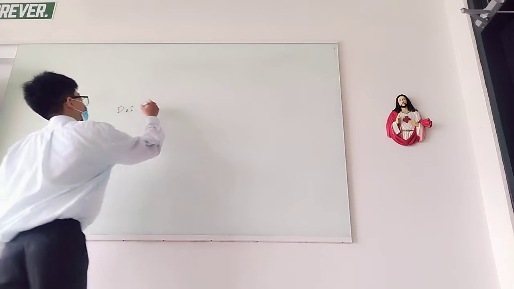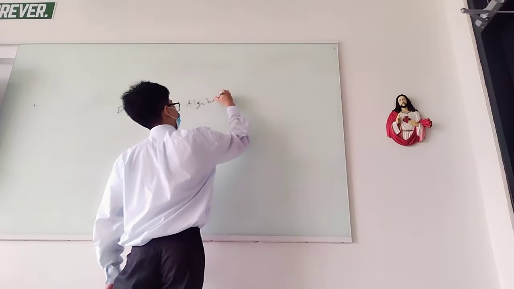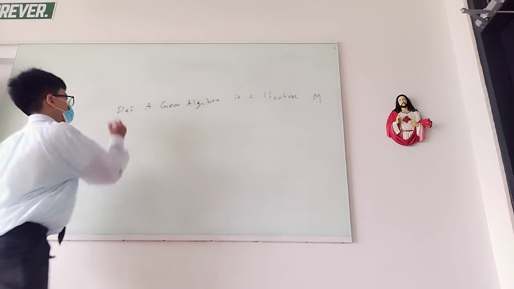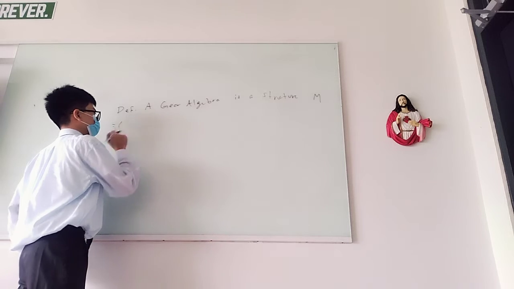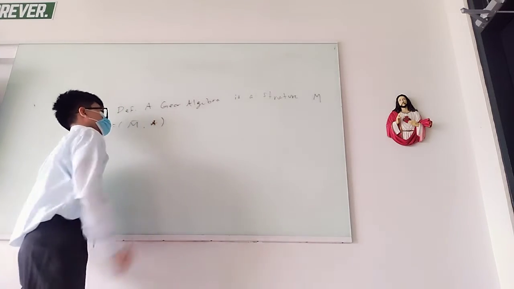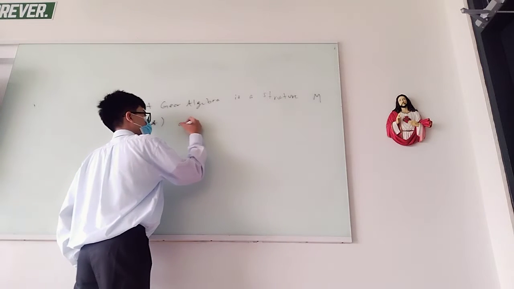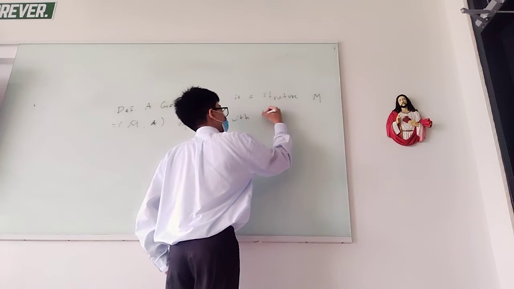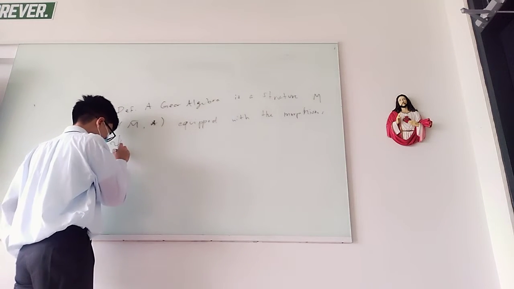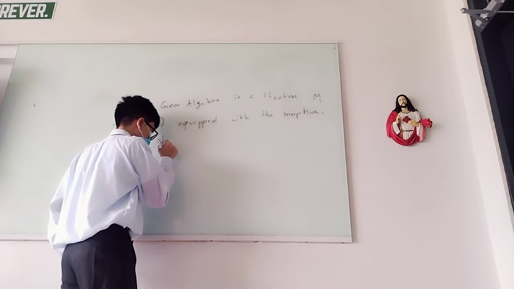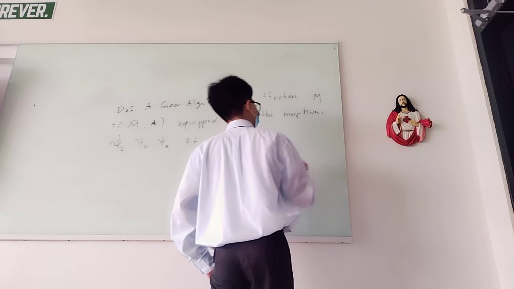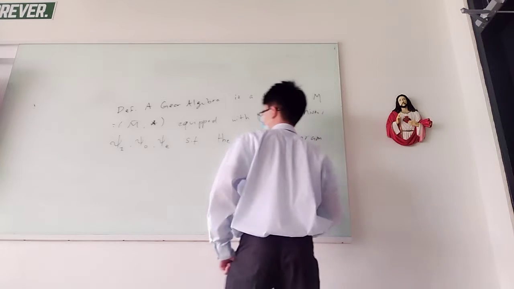Definition: a gear algebra is a structure which I will call M, not a manifold, which is composed of some underlying set M bar and some operation, let's say asterisk. It is a structure M equipped with the morphisms psi in, psi out, and psi elevator, such that the following diagram commutes.